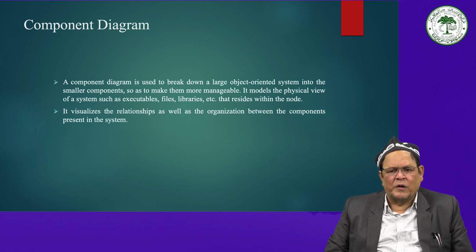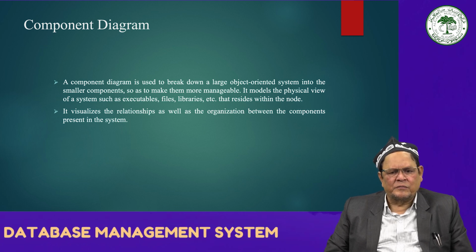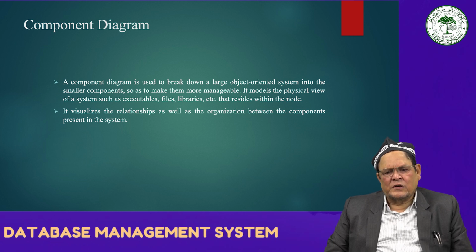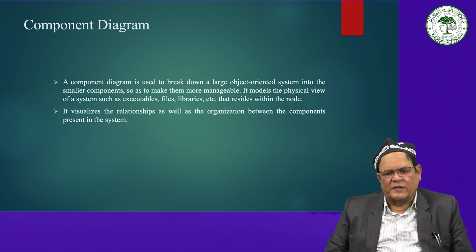It visualizes the relationship as well as the organization between the components represented in the system. It helps in forming an executable system. A component is a single unit of a system which is replaceable and executable. The implementation details of a component are hidden and it necessitates an interface to execute a function. It is a black box whose behavior is explained by the provided and required interfaces.